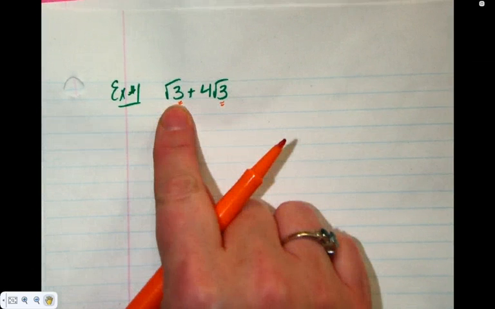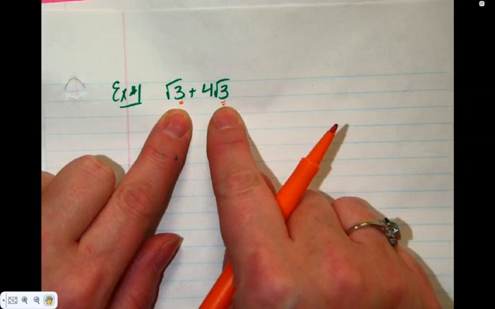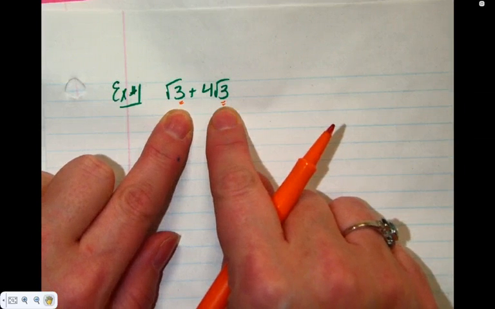Can we simplify anything with a 3? Answer is no. There's nothing now because the prime factoring is 3 times 1. Now we're just going to combine. Are these like radicals or are they not like radicals? Do they have the same radicand? Yes. Do they have the same index? Yes. So all we're doing is just putting the coefficients together.